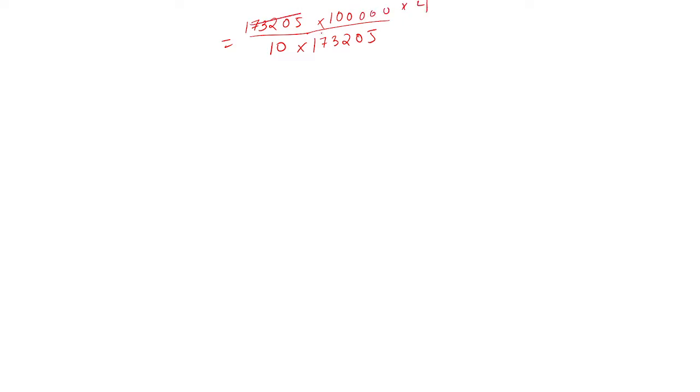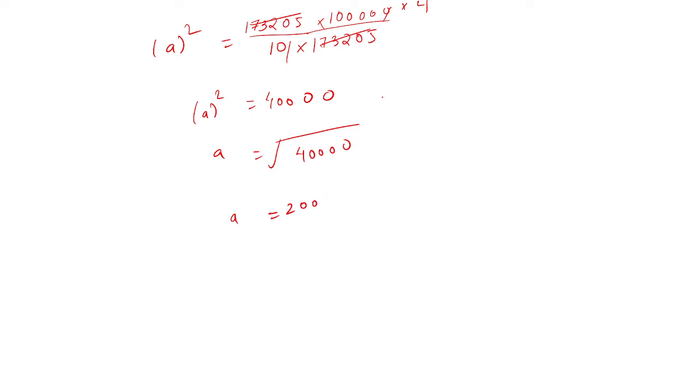Okay, so you cancel this, cancel the 0 and 0. This is going to be a square. So 4 into this is going to be 40,000. And this is going to be a square. So a is going to be 200. All right, it is going to be 200. Let's not forget centimeter. This was centimeter square, so this is going to be centimeter.